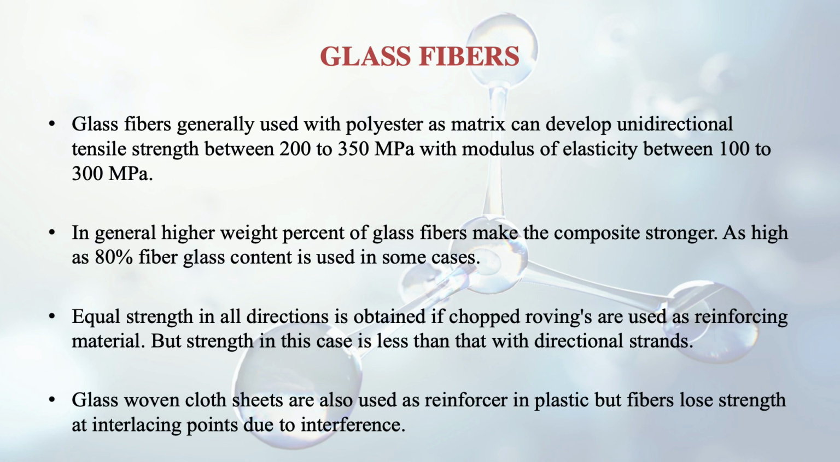Glass woven cloth sheets are also used as reinforcer in plastic, but fibers lose strength at interlacing points due to interference. So glass woven cloth sheets act as a reinforcer in plastic. So it forms a combination to give a good composite. But the thing is that at the points where two fibers meet or interlace, there is interference. So the strength is lost at that point.